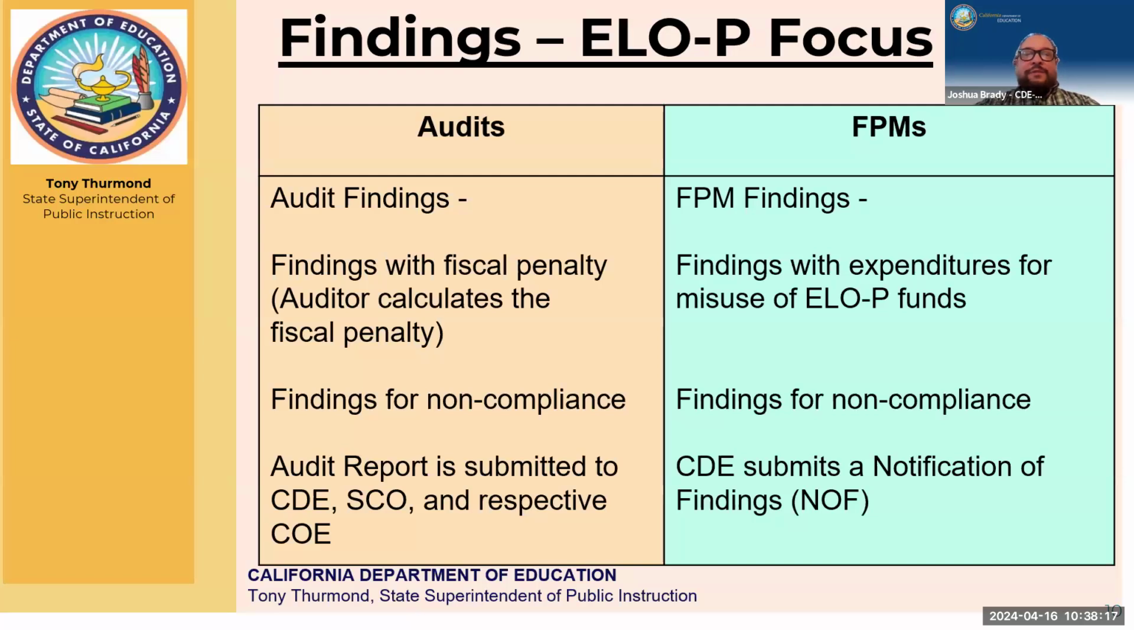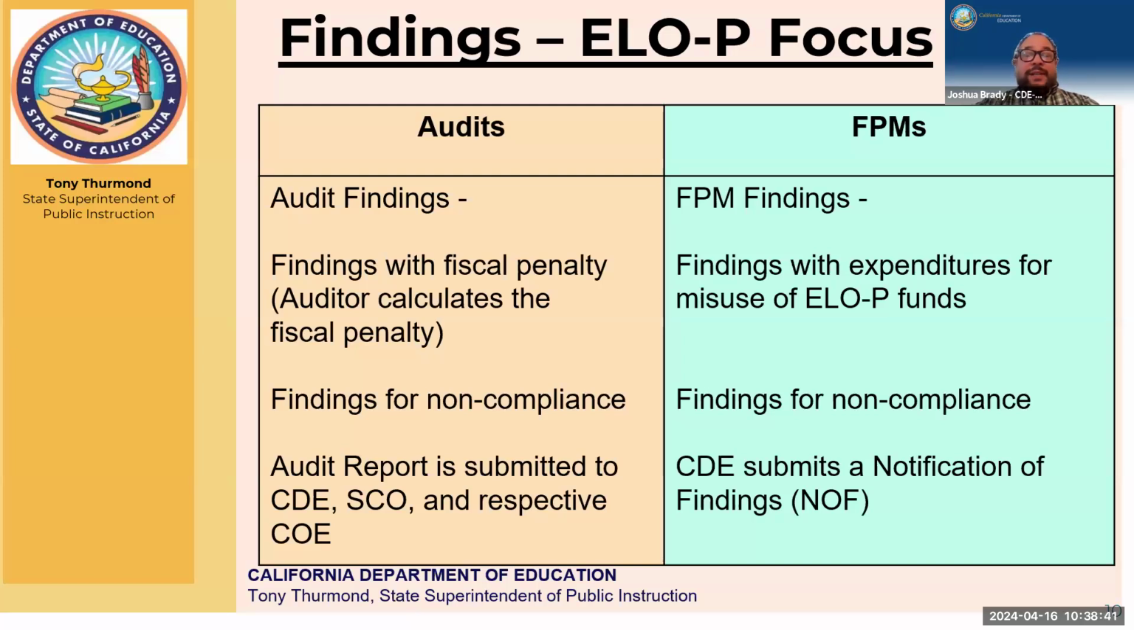And then obviously findings for non-compliance. If the program plan wasn't board approved, that would be a finding for non-compliance. And then CDE submits a notification of findings. And so with federal program monitoring, we use, and you will use, what's called the California Monitoring Tool. We refer to that as CMT.